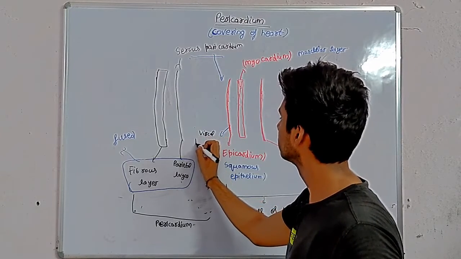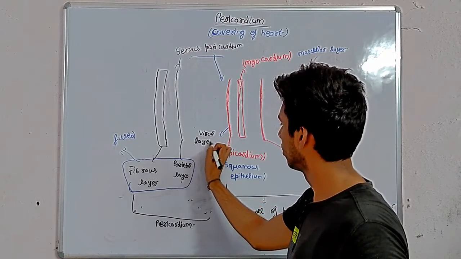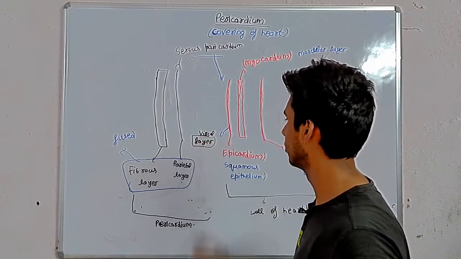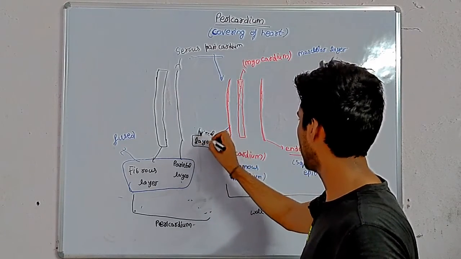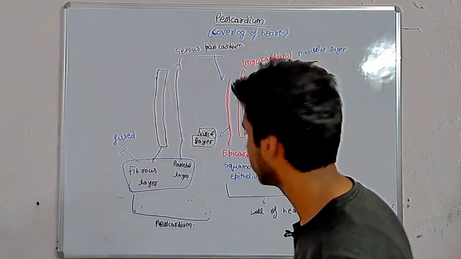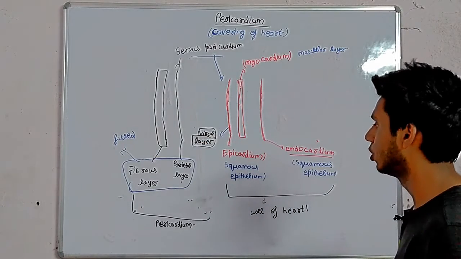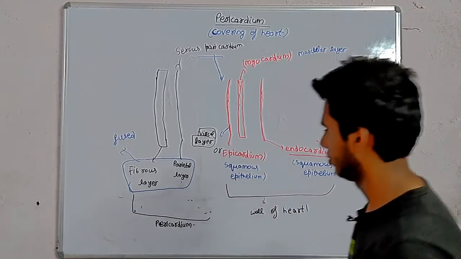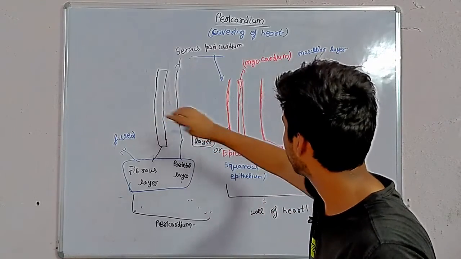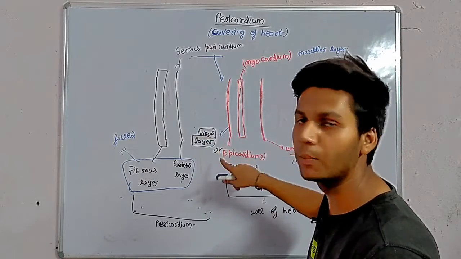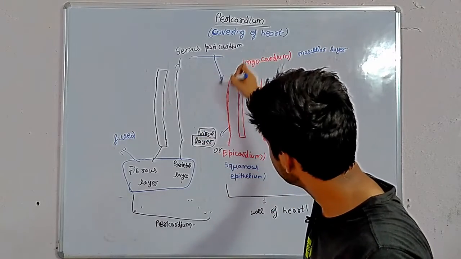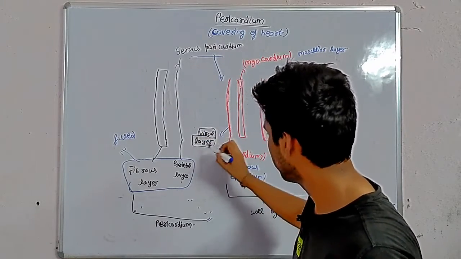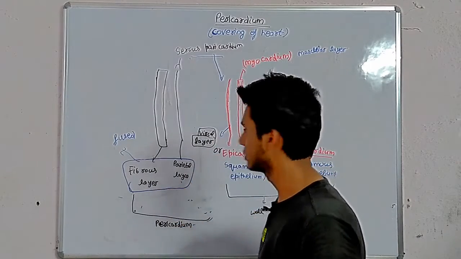Visceral layer, or serous pericardium. Then epicardium, or visceral pericardium, visceral layer. Both are the same, not different layers. So this is the pericardium and this is part of the heart muscle. These three form the one visceral layer, the parietal and the fibrous.